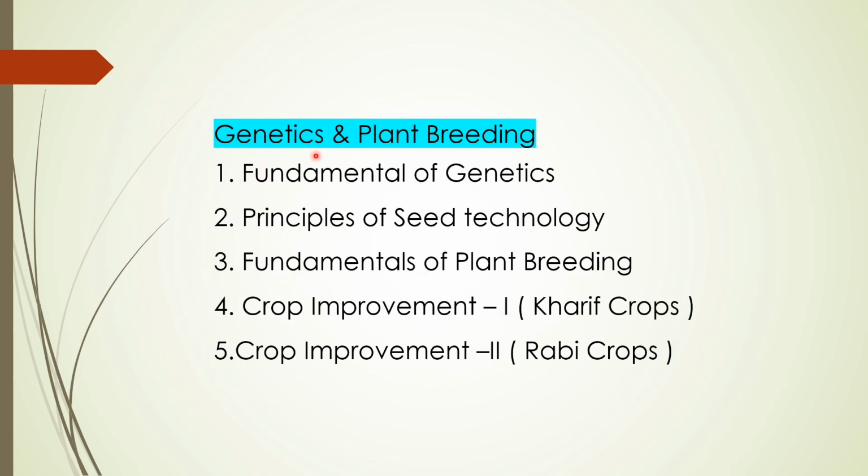And the next branch is genetics and plant breeding. The first subject is fundamentals of genetics. In this subject we can learn the principles of genetics for improving yield and quality for crop improvement, and many things. And the next subject, principles of seed technology. From this subject we learn how to perform seed technology. And the next subject, fundamentals of plant breeding. Here we mainly learn traditional and advanced plant breeding, seed production, and how to increase the yield. And the next subject, crop improvement 1, kharif crops, and the next subject, crop improvement 2, rabi crops.